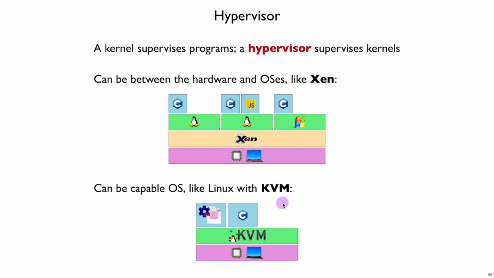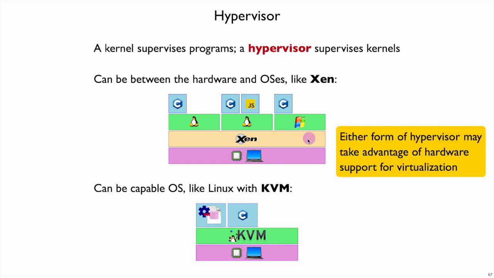All modern Linuxes come with a subsystem called KVM, and KVM is the hypervisor that the rest of the Linux system runs on top of, but also provides support to virtual machines running inside of Linux. Either way of running these hypervisors, as a separate layer or as part of the operating system, they take advantage of hardware to provide better virtualization.